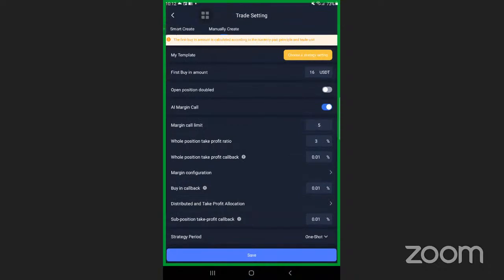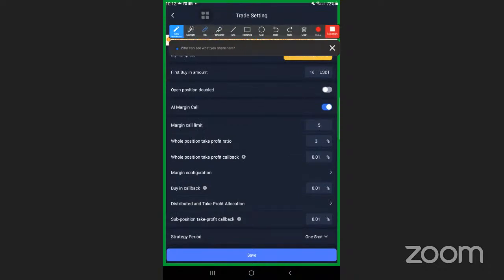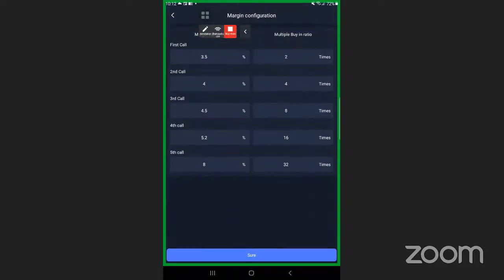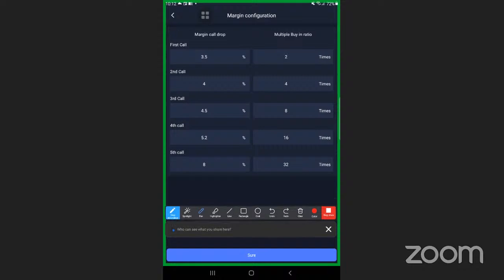So we're going to tap on the margin configuration. This is the engine of the robot. It is how we want the robot to buy the 5 margin calls. How do we want it to buy? So we're going to tap on margin configuration. Then we are going to allocate the drop. What is a margin call drop?